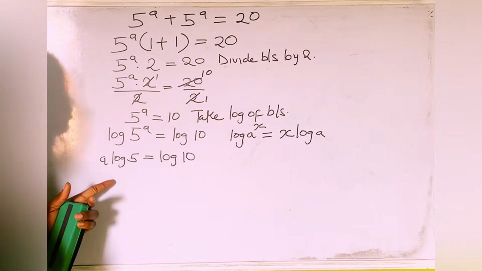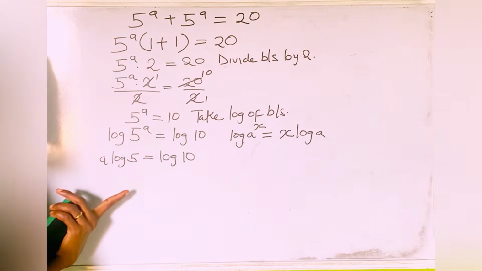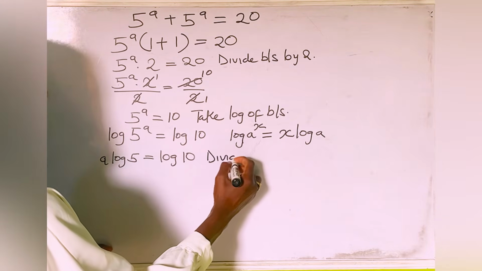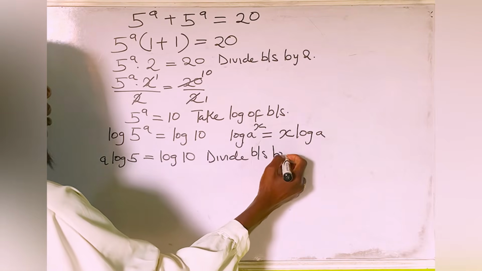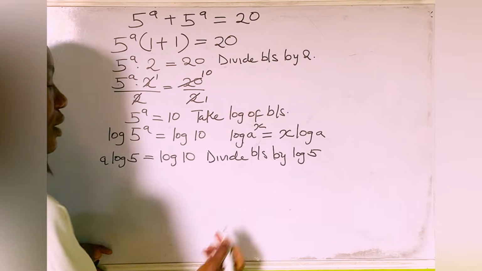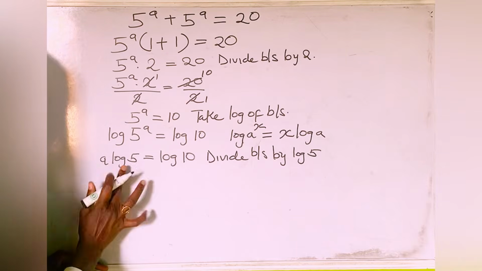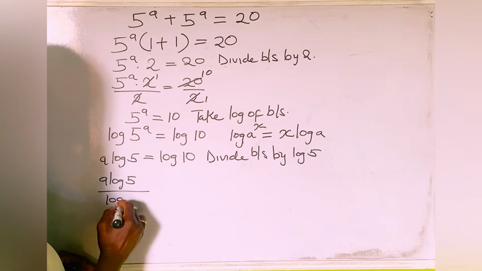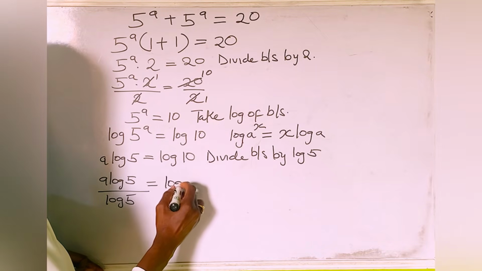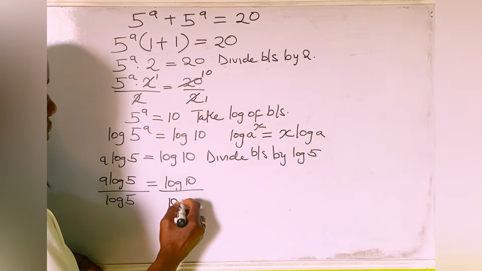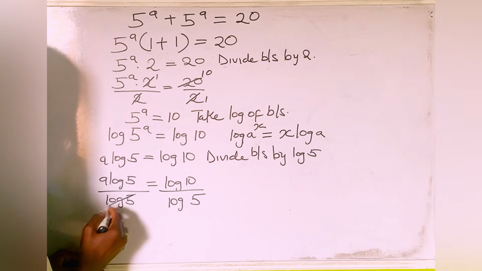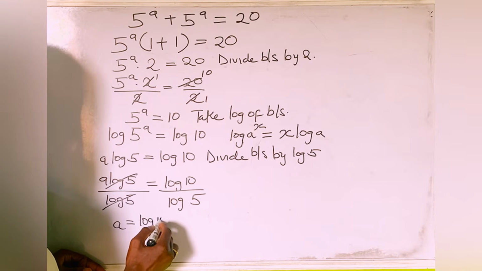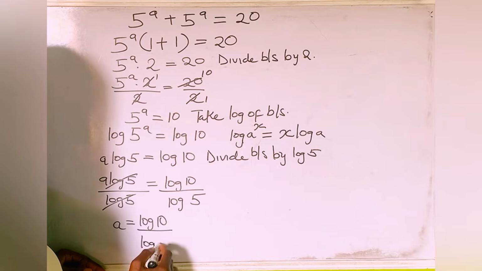Again, we are looking for the value of a. So the thing we have to do now is to divide the left hand and the right hand side by log 5. All right, we have a log 5 divided by log 5 is equal to log 10 divided by log 5. Log 5 cancels log 5. We have a is equal to log 10 over log 5.